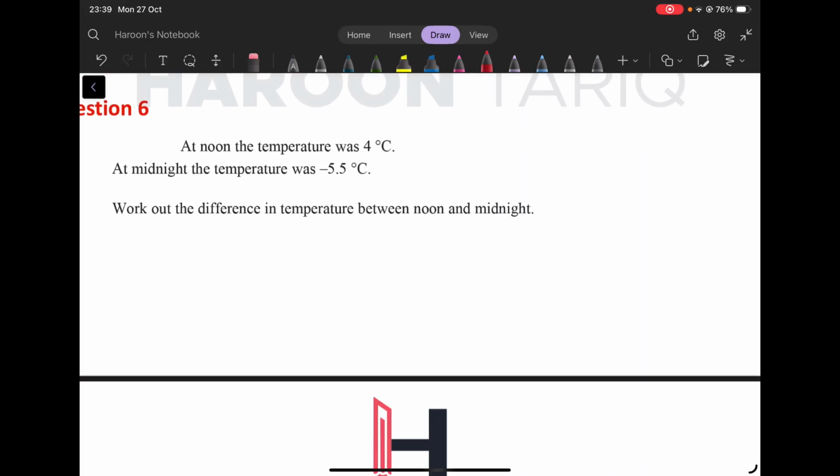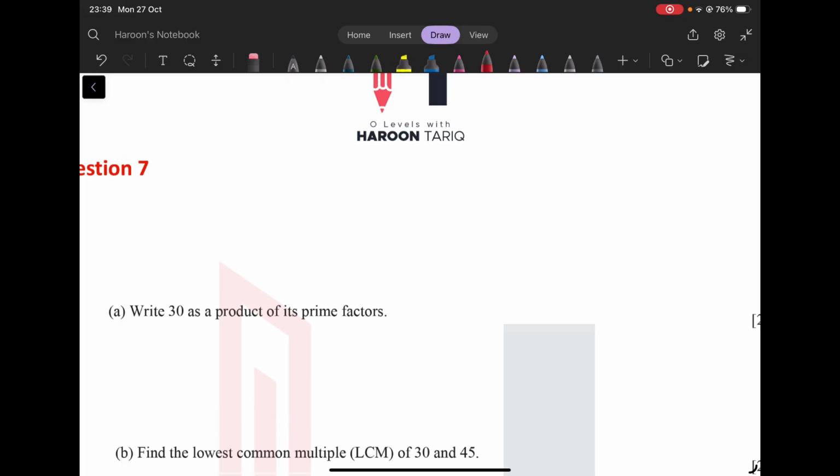Work out the difference in temperature between midnight and this. So basically what we can do is minus 5.5 over here and then 4 over here. I can first take a jump of 5.5, so this becomes 0, and then I can take a jump of 4. So 5.5 plus 4 actually gives me 9.5. So this should be the answer.